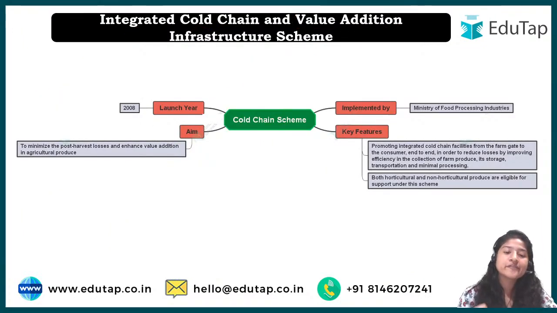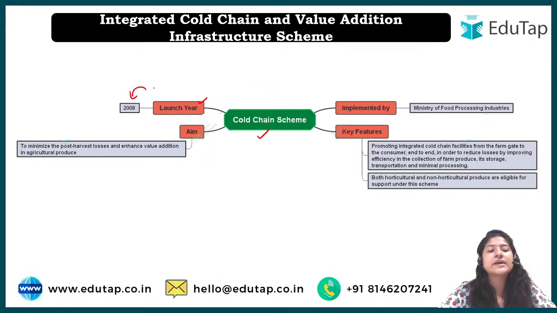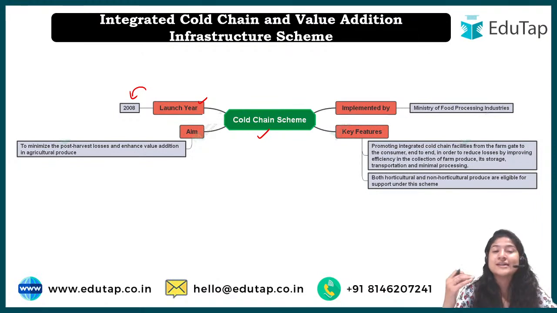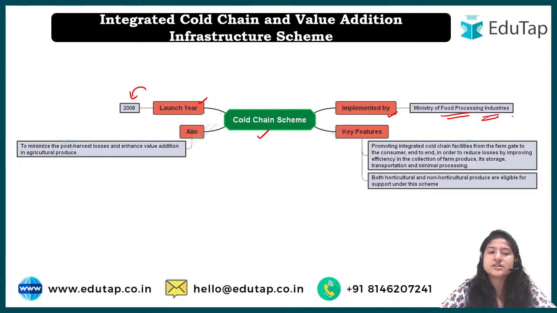Now if we go to the cold chain scheme, let's see what the launch year is. The launch year of this scheme in India was 2008. I hope you get what this scheme is all about, what the cold chain is and what value addition infrastructure is, because that is the main thing to know about this particular scheme. You can also use it in your descriptive portion, because this is a technology driven scheme. It was implemented by the Ministry of Food Processing Industries. You should know the nodal ministry for the central regulatory examinations. What was the aim? Why was it introduced?